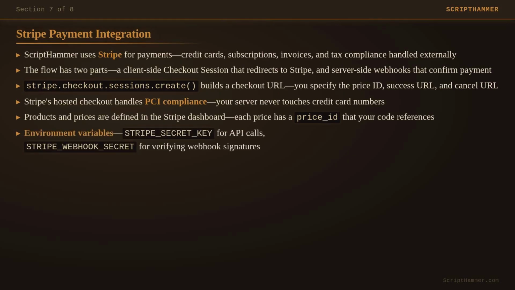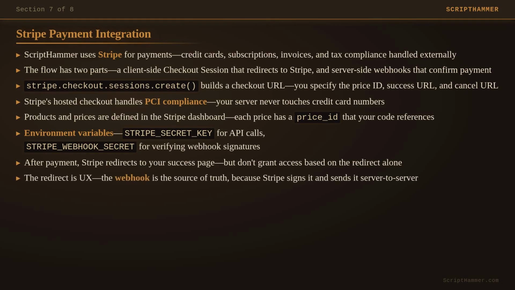Environment variables. STRIPE_SECRET_KEY for API calls, STRIPE_WEBHOOK_SECRET for verifying webhook signatures. After payment, Stripe redirects to your success page. But don't grant access based on the redirect alone. The redirect is UX, the webhook is the source of truth, because Stripe signs it and sends it server to server.